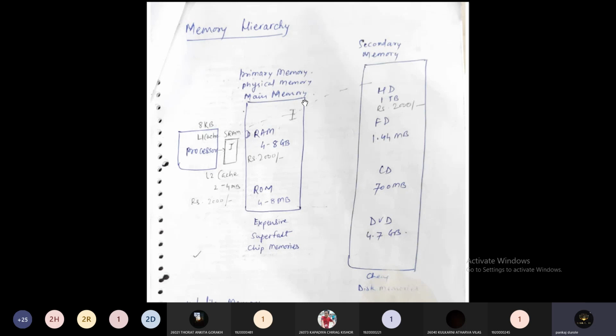Now I will take the example of the 8086 processor. The 8086 processor has 1 MB of main memory, right? Listen to me carefully. It has 1 MB of main memory. Why does it have 1 MB of main memory? I will revise the concept which we have already studied. The address bus of the 8086 processor is of 20 bits. So if it is of 20 bits, 2 raised to 20 becomes 1 MB, right?